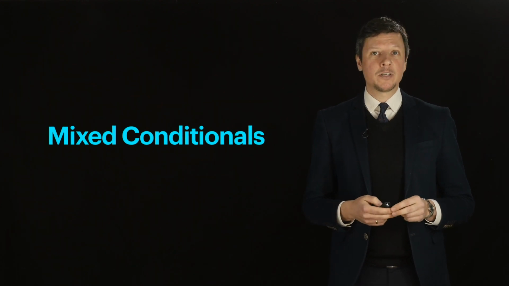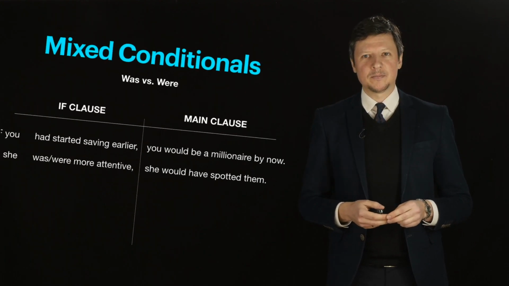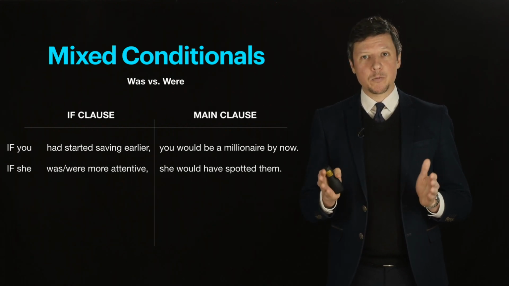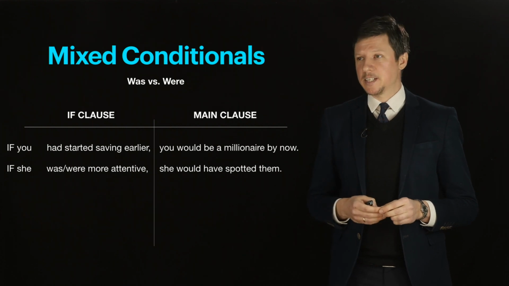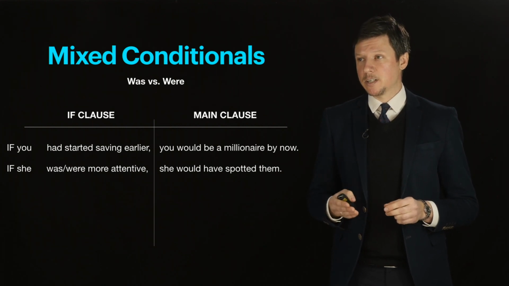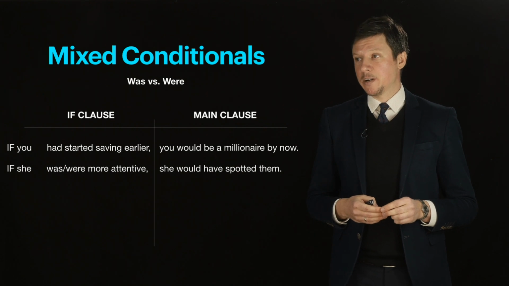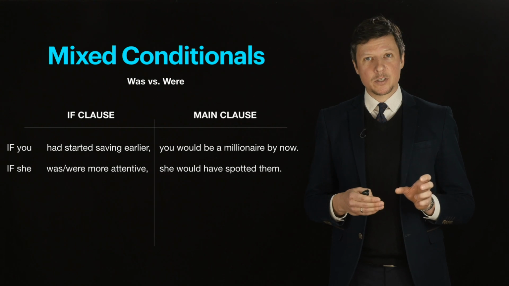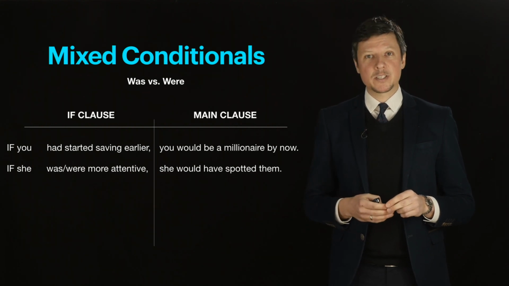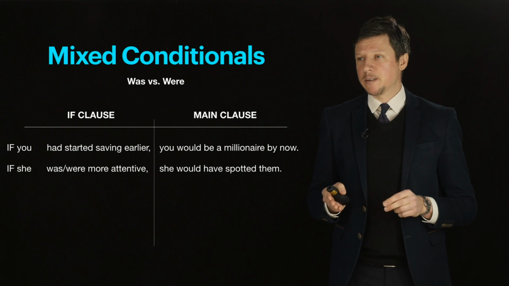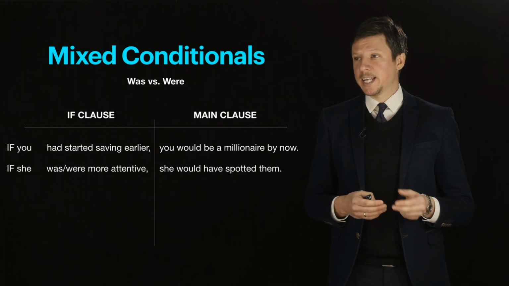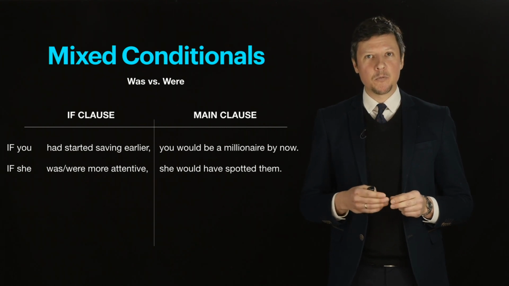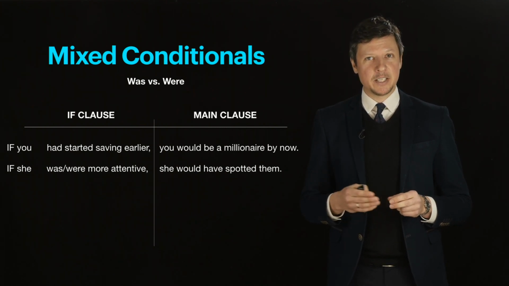Now it's time to move on to the mixed conditionals. The mixed conditionals mix different conditionals in one sentence. Let's have a look at these examples. If you had started saving earlier, you would be a millionaire by now. In this sentence, in the if clause, we use the third conditional, whereas in the main clause, we use the second conditional. If she was or were more attentive, she would have spotted them. Can you find out what conditionals are used in this sentence? Let us know in the comments below.